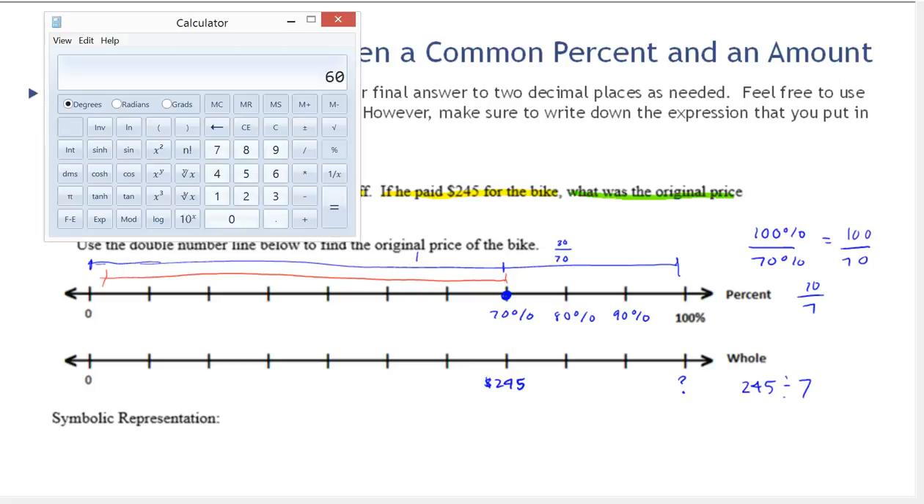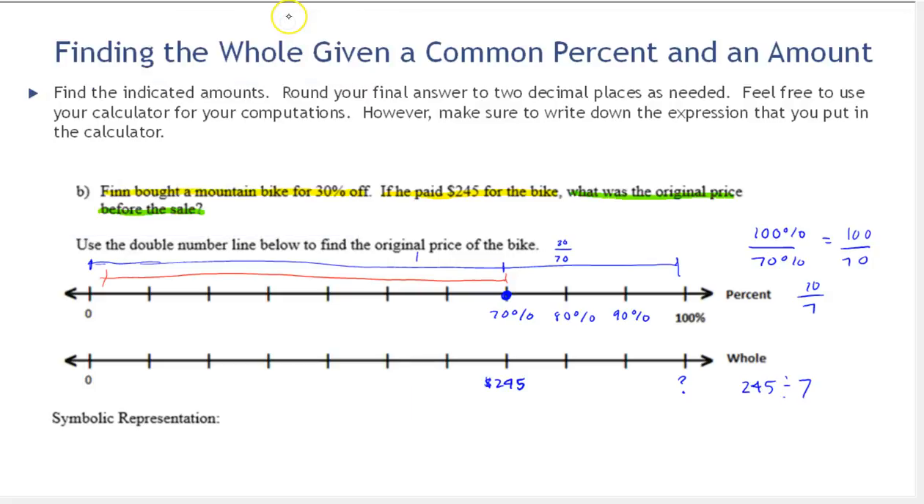Well, 245 divided by 7 is 35. Okay, so each 10%, let's label a couple of these, is $35. So we have $0, 35, 70, 105, 140. I'm just adding 35s here, 175, 210, and another 35 would give me 245. So this is matching up so far.